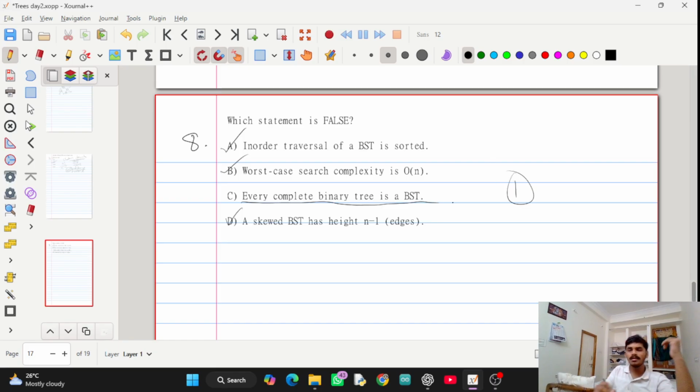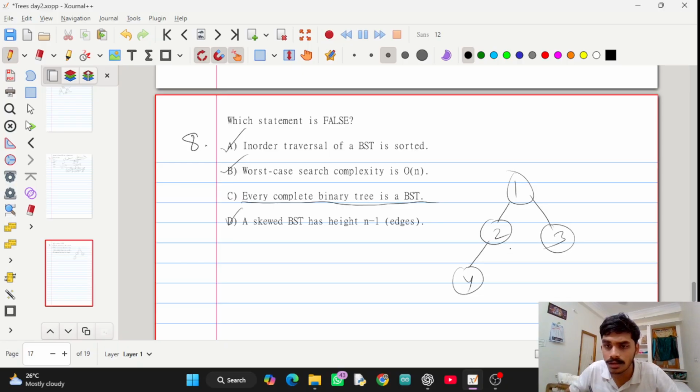In a complete binary tree, there is no need for any order. I can insert here. This is a complete binary tree, but it is not a BST. A complete binary tree only asks that a level must start filling from left to right, and it doesn't matter what the elements in that level are. I have one here, I can have two here and four here, but in a BST is this accepted? Definitely not. So the answer is C. This is a false statement.